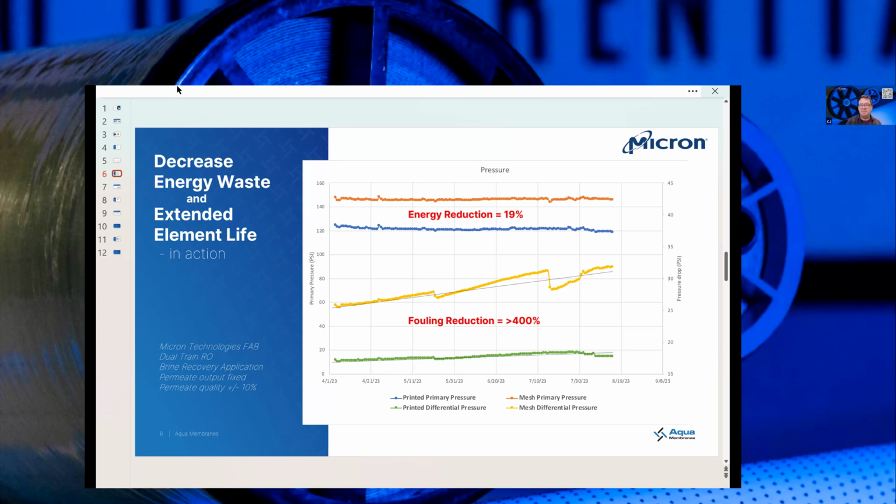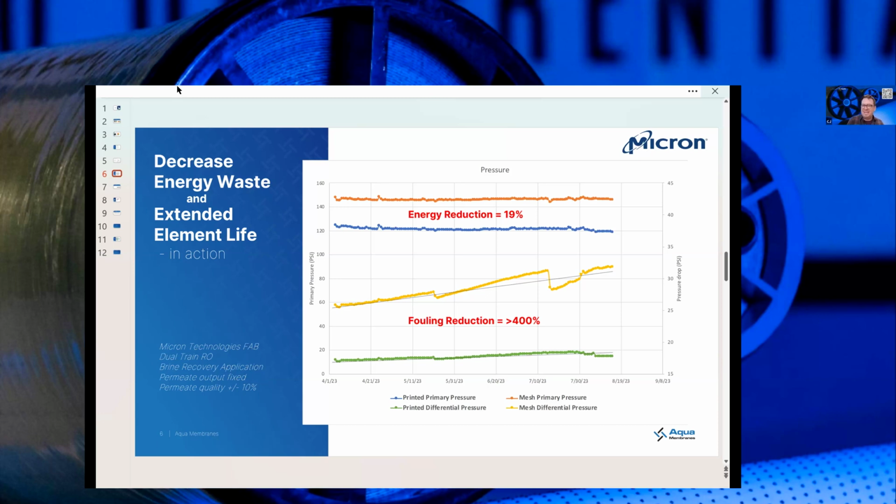They're both producing the same gallons per minute at the same recovery, and the pressure is allowed to adjust to hit that. So we see the immediate reduction and the ongoing reduction in terms of the energy savings. The pressure drop is blown up to give a sense of how things are changing over time. So the green is the printed pressure drop. You can see it's relatively constant throughout. The yellow is the mesh.